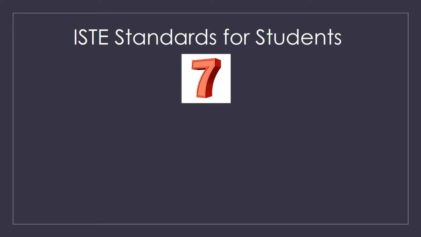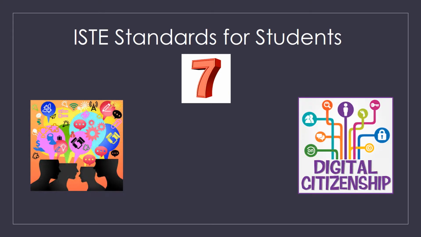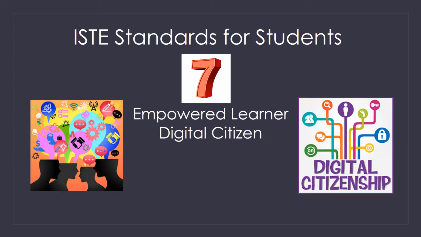There are 7 total standards for students. The first standard for students is Empowered Learner. It encourages students to actively use technology to set learning goals and achieve them. The second standard is Digital Citizen. By being a digital citizen, students should recognize the rights, responsibilities, and opportunities of learning and working in a digital world. By doing this, they should act in ways that are safe, legal, and ethical.